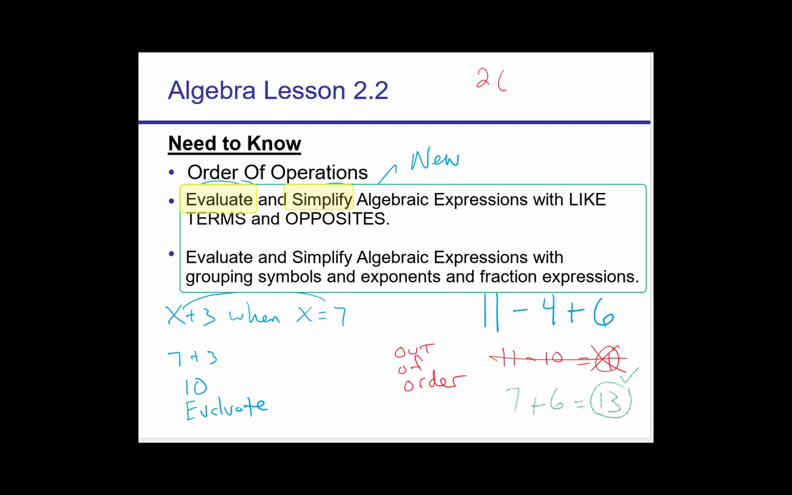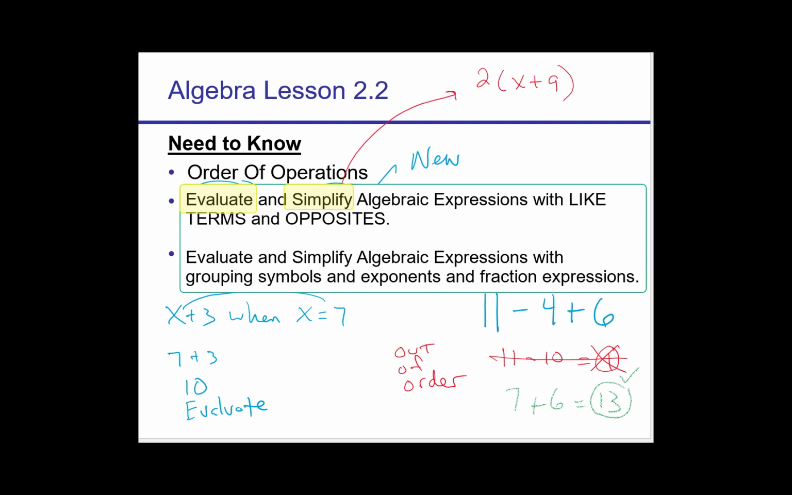But here's a different one. Writing it up here on the top, 2x plus 9. Now, I'm not telling you what x is. I don't know what x is. So all we have is an algebraic expression. Can we find the value of it? Well, no. If I'm not telling you x, or if I don't know what x is, we can't find the value. But we can simplify it.